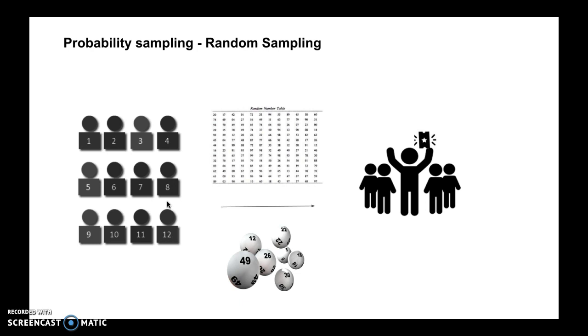You cannot decide who will become your participants, and those numbers will decide for you. So this reduces the researcher's bias. That's why the conclusion or the result is very generalizable.